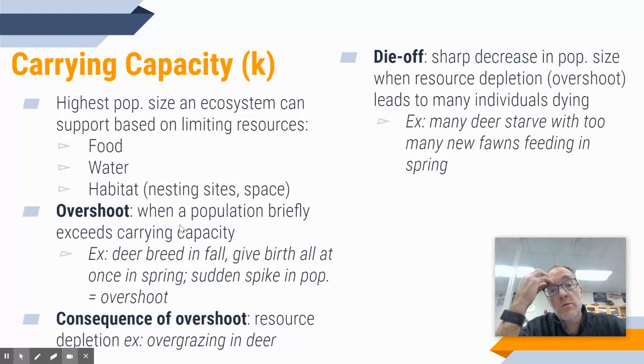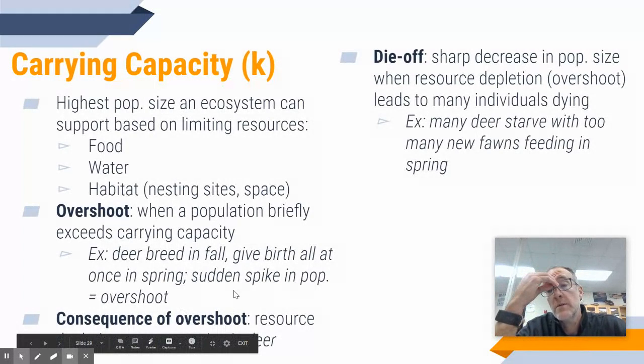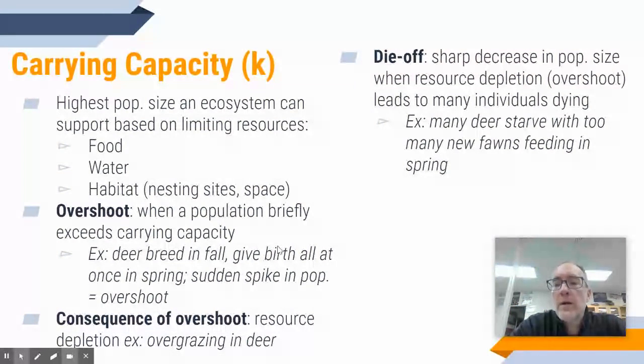When populations do overshoot, oftentimes there's a consequence. In the case of deer, they'll browse pretty much or overgraze all their available food sources, and there'll be a die-off. So a die-off is a sharp decrease in population size. It happens when a species overexploits the food, water, habitat. So for example, again, too many new fawns feeding in the spring will cause a rapid die-off.